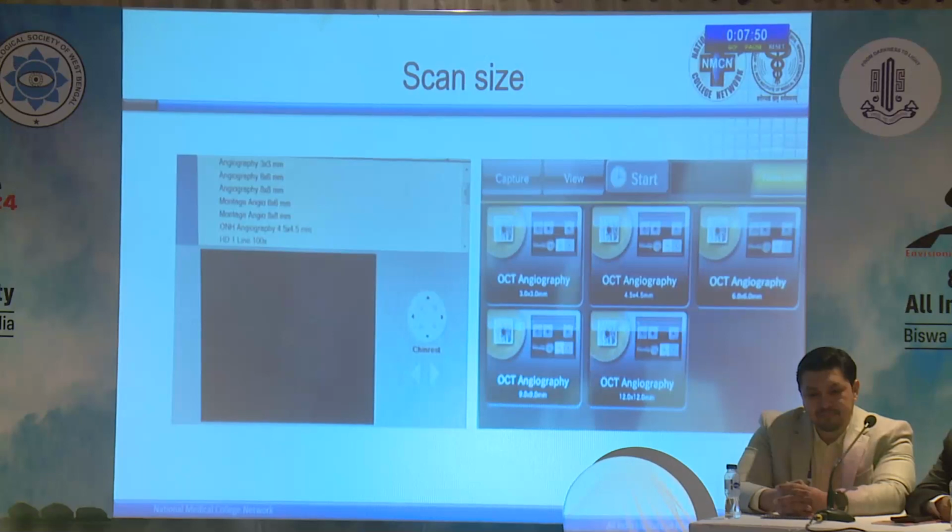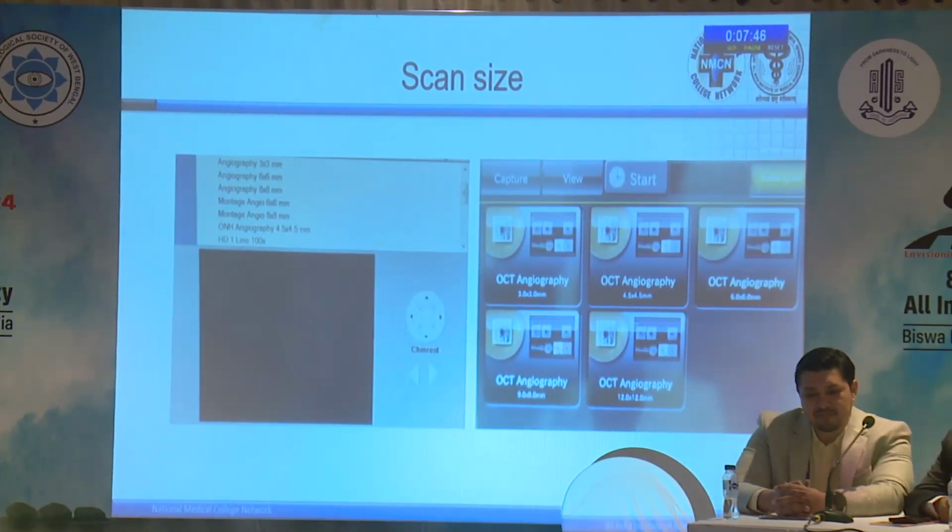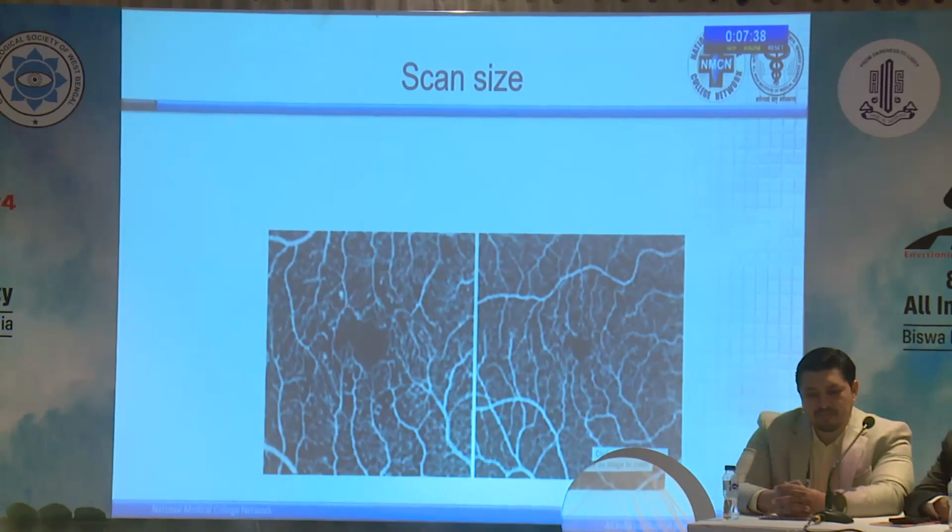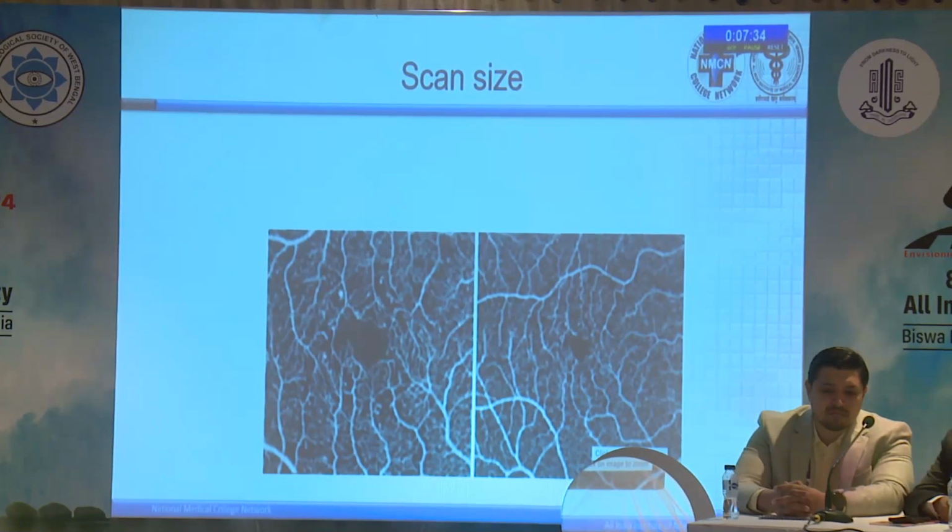Now longer or larger scan sizes are also available in a few of the machines, such as 12 mm, and now we have the ultra wide field also coming up, which can provide even a view till the mid periphery. Now important here to differentiate between the scans is that the resolution will depend on the scan size.